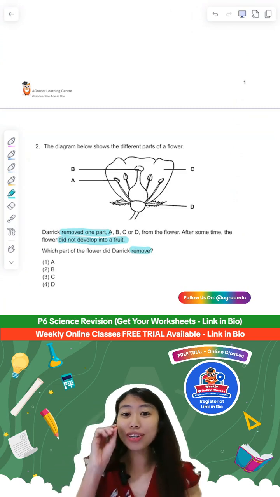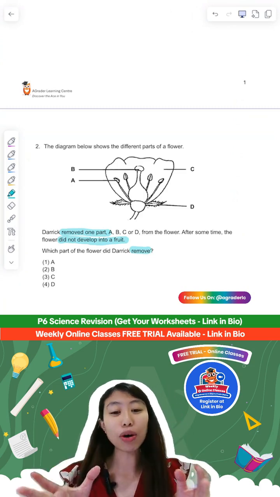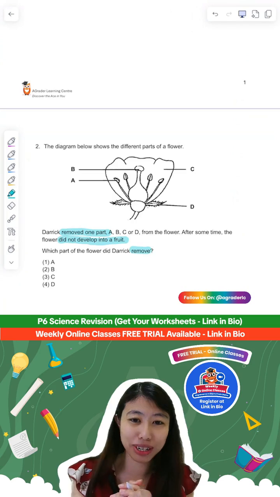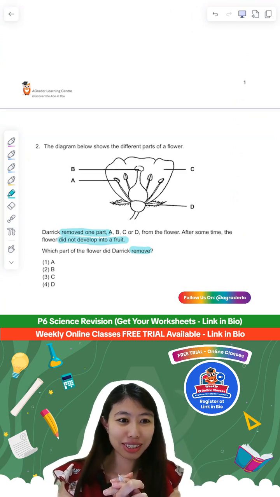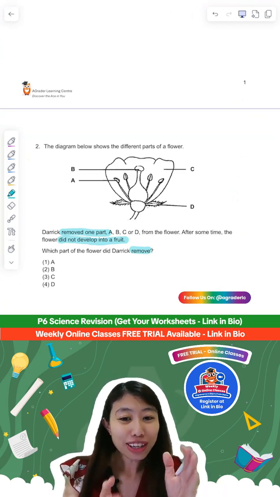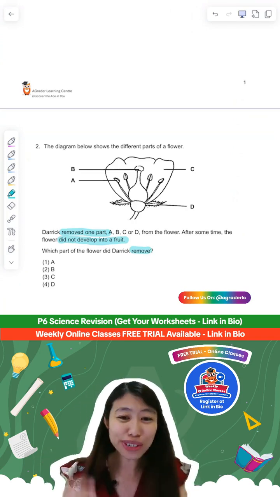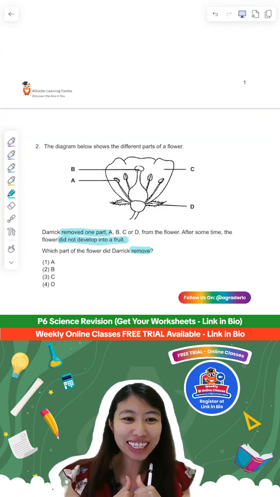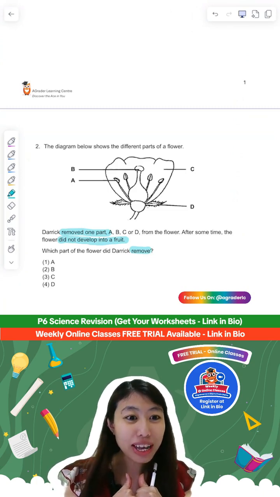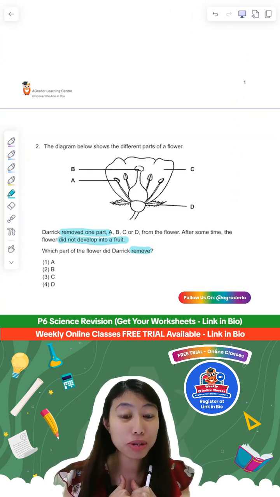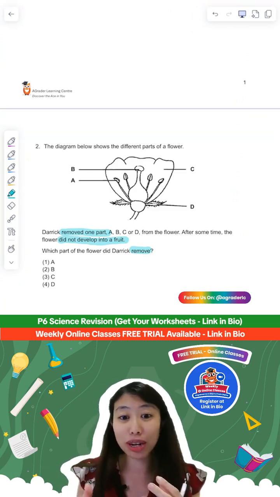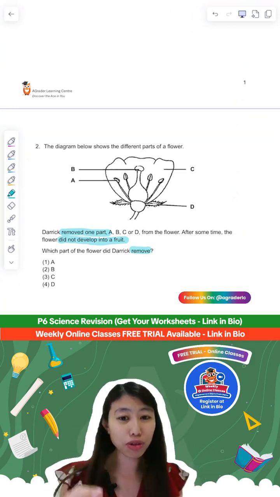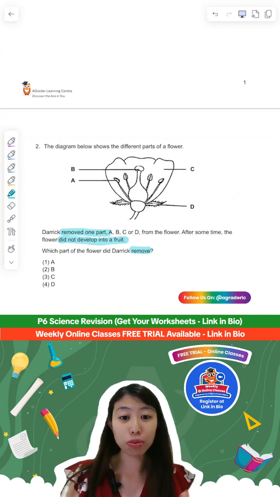Okay, can you tell me, in order for the flower to become a fruit, what kind of parts should be there? Very good, all of you. Yes, the answer is 2. Can you explain to me why 2? Okay, stigma and style must be there. Very good. And the ovary must be there. The ovules must be there. So basically, all the female parts have to be there in order for your flower to become a fruit.